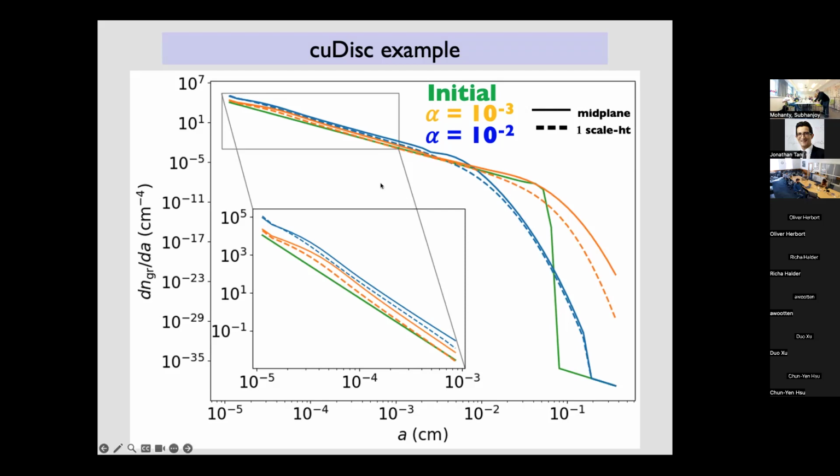Similarly, at the small end, you find that it is much higher than the initial amount in small grains because fragmentation is more efficient, and certainly higher also than the alpha equal to 10 to the minus 3 case because it's more turbulent. And finally, you also find that the distributions are almost the same at the midplane as at a scale height. Why? Because you get more turbulence, which is able to loft things higher again, right? So it mixes up the scale height. Right. So these are the kinds of effects which are being accounted for.